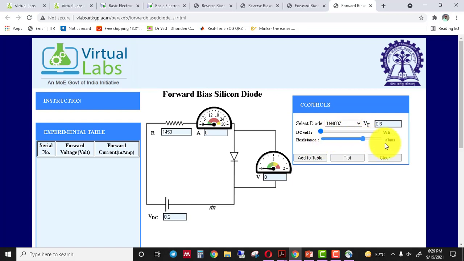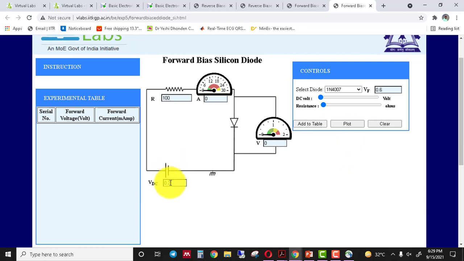After that, firstly we have to set the resistance value. You can change the resistance value from 100 ohm to 2000 ohm, or 100 ohm to 2 kilo ohm. In this case I take a resistance value of 100 ohm. Now you can vary the voltage from 0.2 volt to 5 volt. Firstly we set the voltage level at 0.2 volt, and now start moving the voltage level one by one and click on add to table.